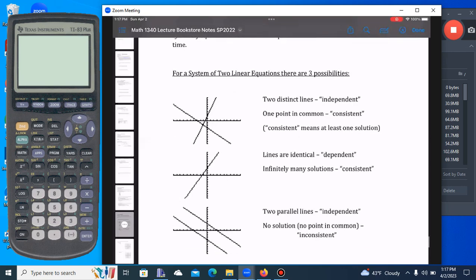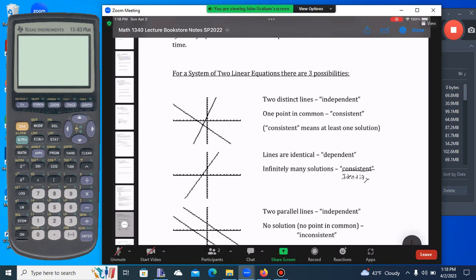The other one is if those two equations actually are the same equation, just in different forms, you've got what's called an identity. I know it says consistent there. That's just a little mistake. It's going to be identity. And there you have infinitely many solutions. Every solution along the line is a solution.